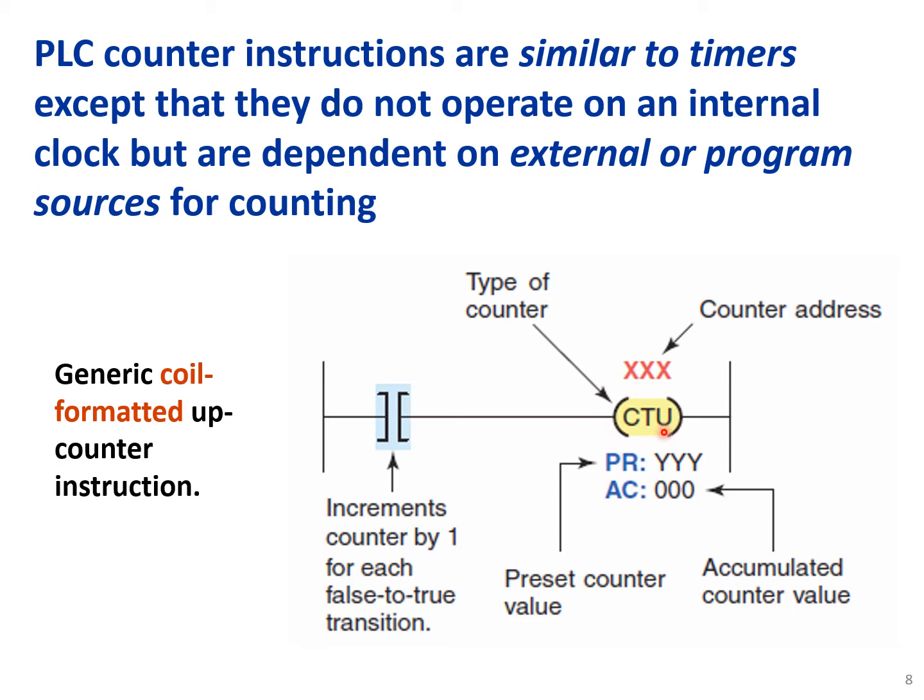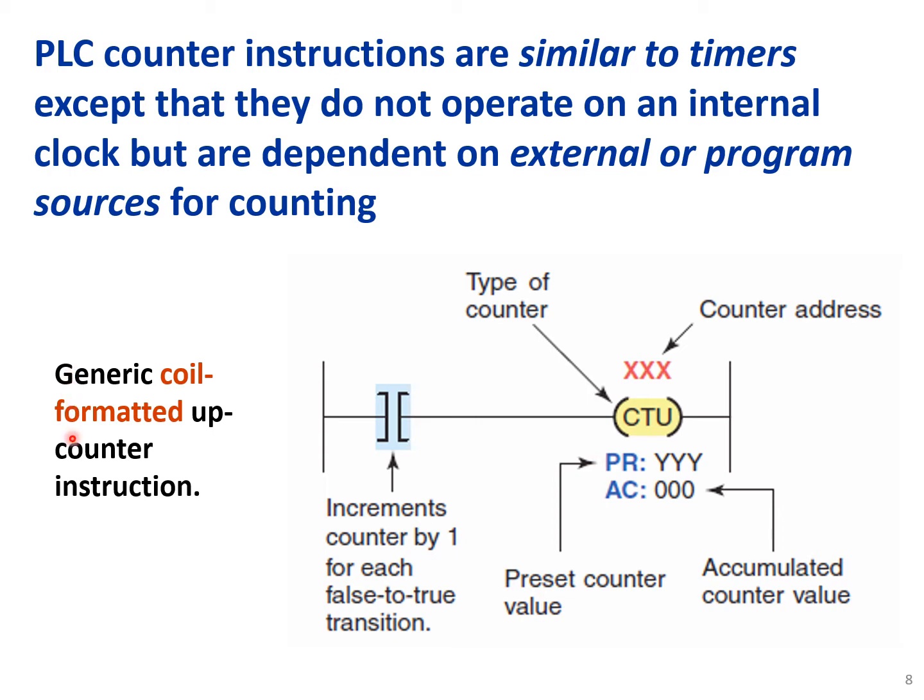Here we have an up counter, and here this contact is, let's say, a push button. Every time that this contact becomes true, this counter counts up. Okay, and the accumulated counter value will increment by 1. And this is a preset counter value. So when the accumulated value reaches the preset value, then the done bit of the counter becomes true.